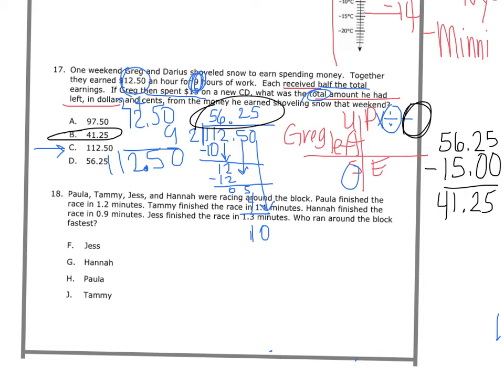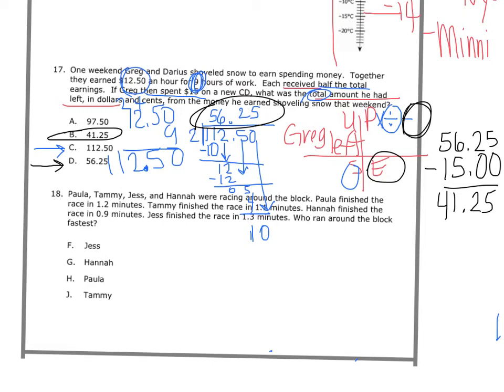Notice this $56.25, after we split their amount in half to see what each person got, that answer choice is there too. So if you don't follow through with your plan, then you might get the wrong answer. The last thing is to evaluate it, okay? And you can go back and check your work.